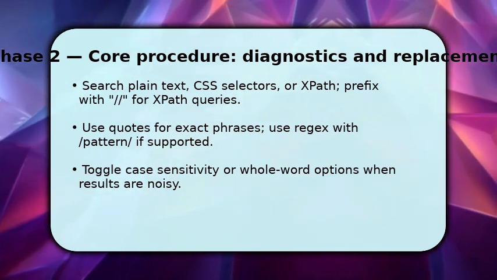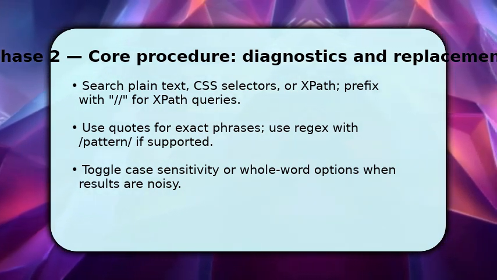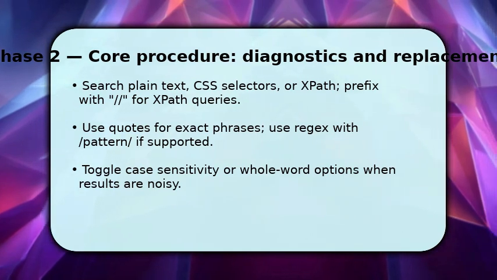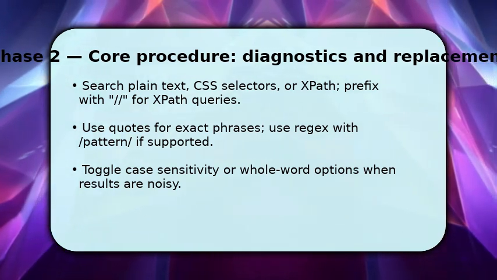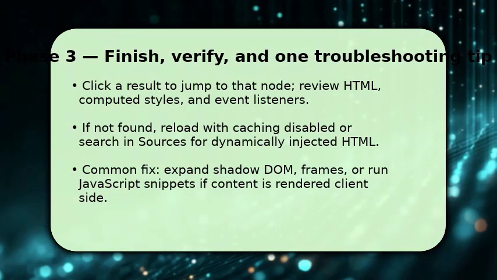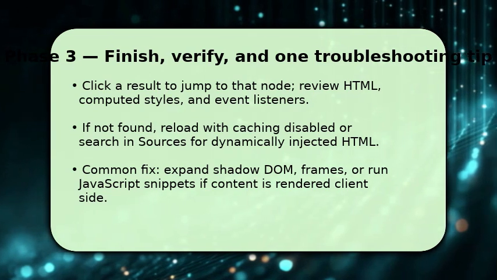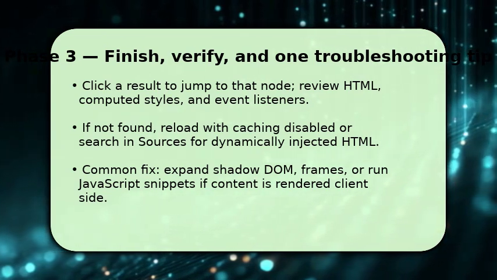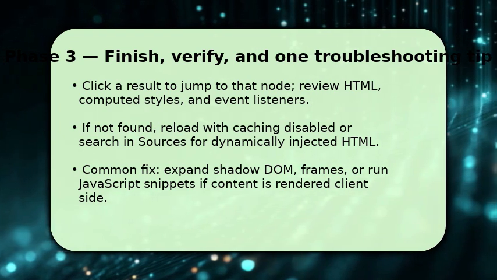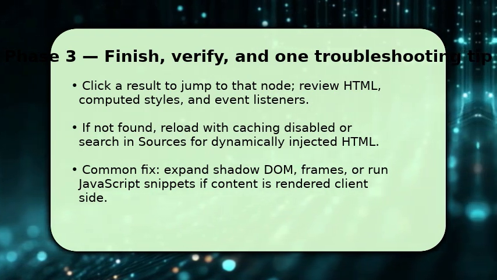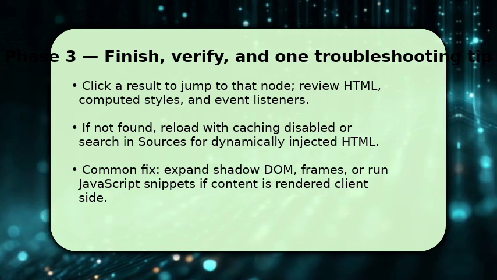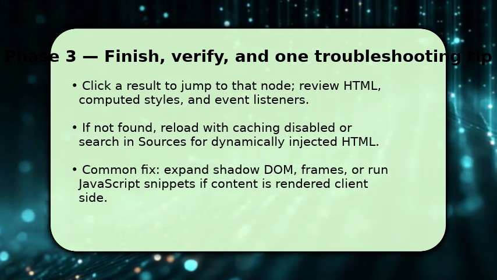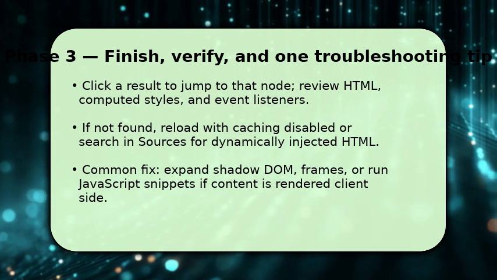If results are noisy, toggle case sensitivity or whole word matching. That trims false positives and speeds up finding the right node. You now click through results to land on the exact node, then inspect computed styles and event listeners to understand behavior. If the search finds nothing, reload the page with cache disabled, because dynamic scripts often inject HTML after load.